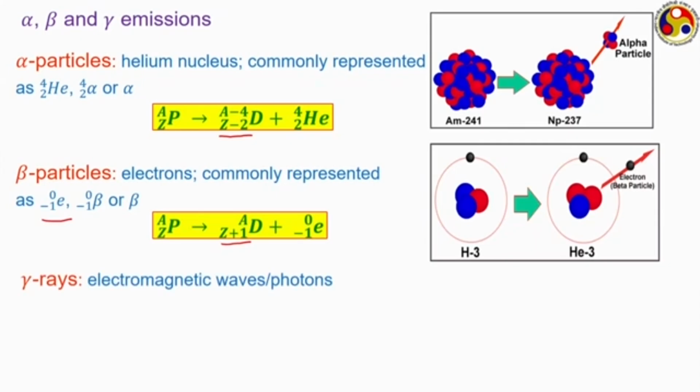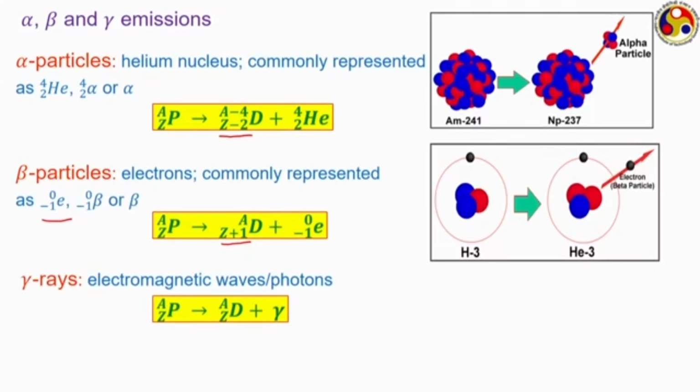And the third one is gamma rays. Gamma rays are actually not particles, they are just electromagnetic waves or photons, a very high energy photon. So, whenever a radioactive reaction is associated with a gamma emission, it basically produces the same isotope, or I should say the atomic number and mass number of the daughter remains identical to that of the parent. However, its energy level will be lesser compared to the previous case.